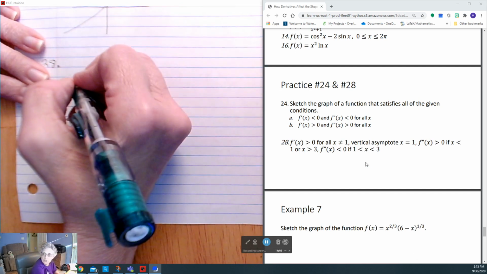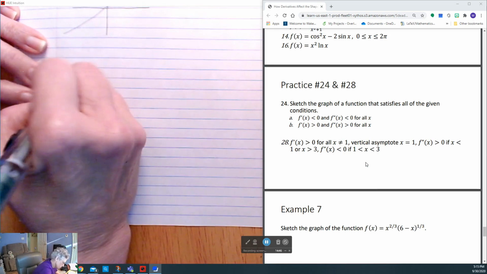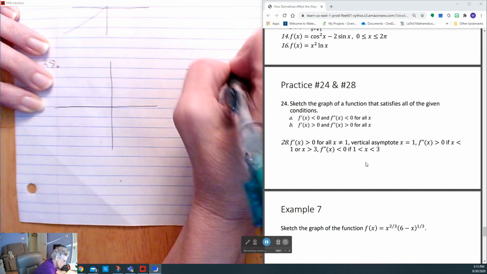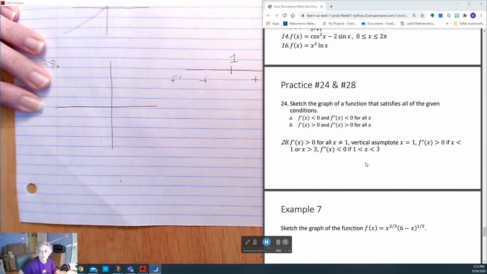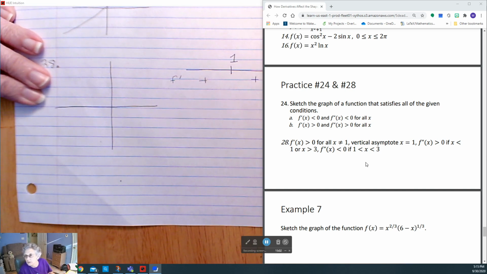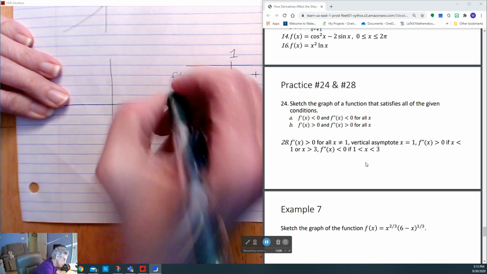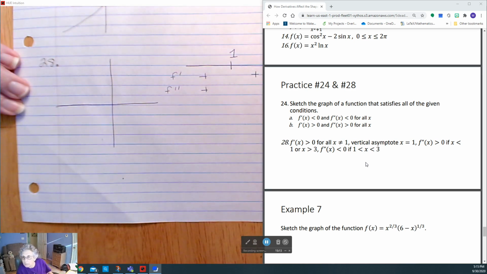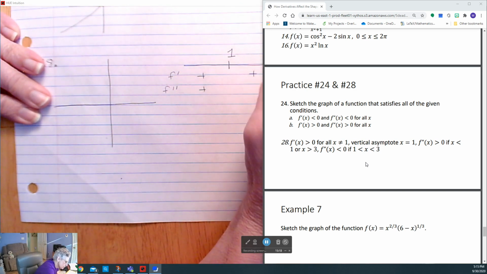We want the first derivative to be greater than 0 everywhere except at 1. So I'm going to make a sign chart, and I'll put 1 on it. F prime is positive everywhere except at 1. Second derivative is greater than 0 if x is less than 1, or if x is greater than 3. So I need to add a 3 to my sign chart.